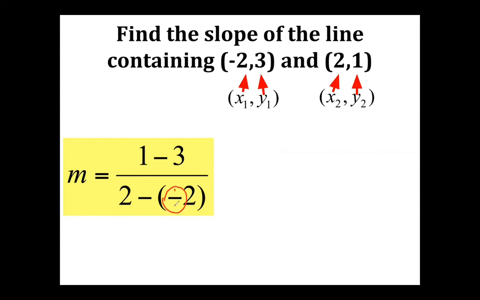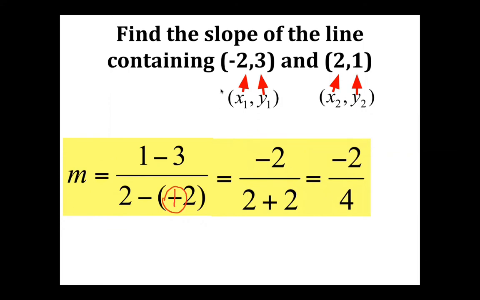The negative cancels, you get 2 plus 2. 1 minus 3 will be -2, and 2 plus 2 will be 4. So you get -2/4 for your slope. That can be reduced by a factor of 2, and you'll get -1/2. That will be your slope.